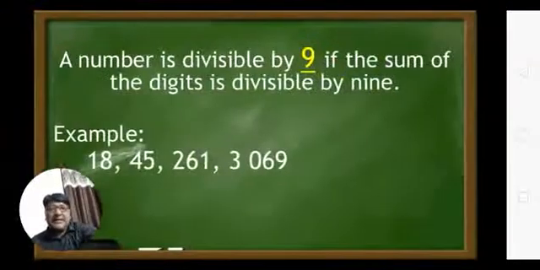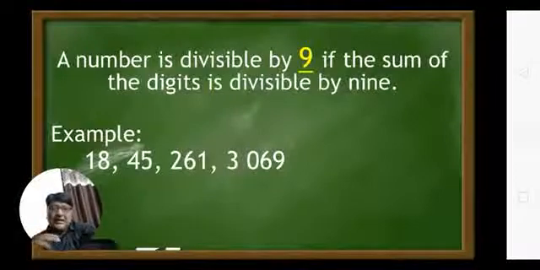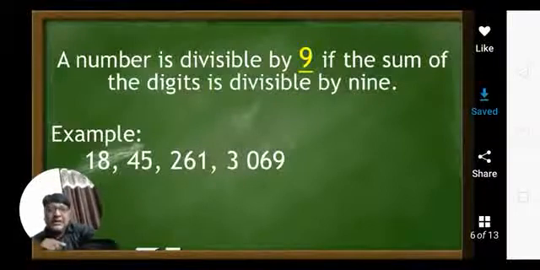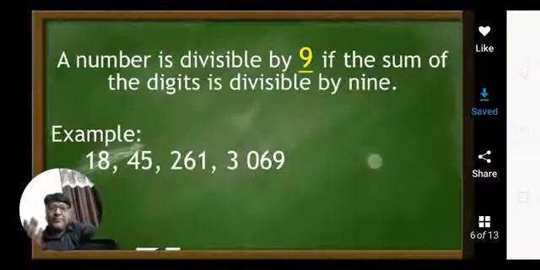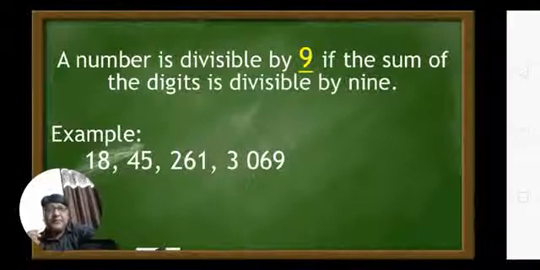The next one is 9. The rule of 9 is somewhat similar to the rule of 3. If a number is divisible by 9, it means that the sum of its digits must be a multiple of 9. Or in other words, a number is divisible by 9 if the sum of the digits is divisible by 9. Suppose 45. 45 is the number, and the digits are 4 and 5. And 4 plus 5 makes 9. So 9 is divisible by 9.